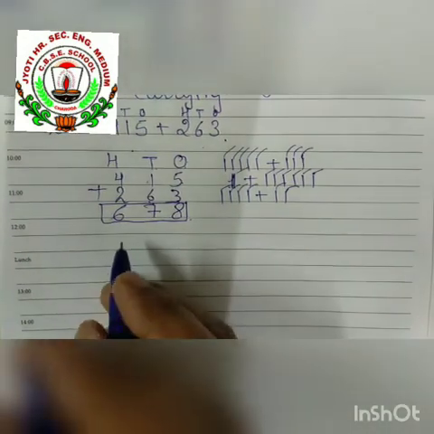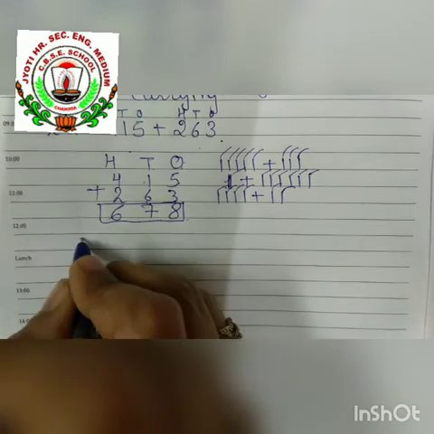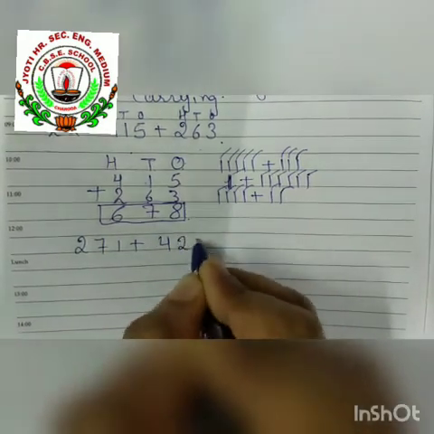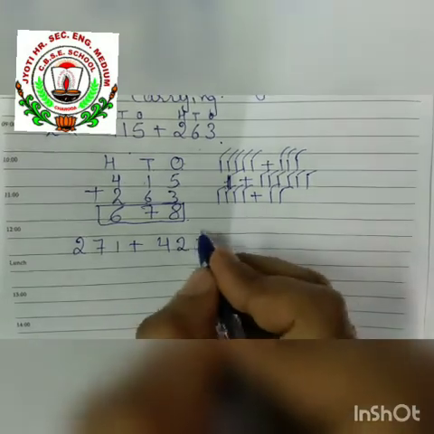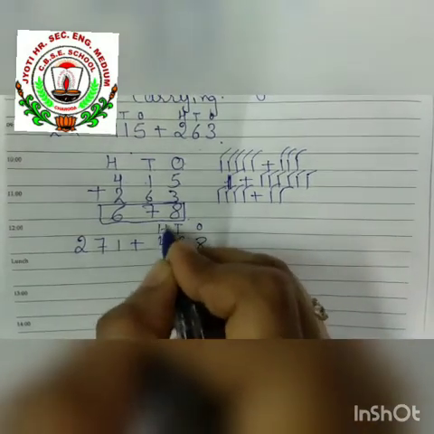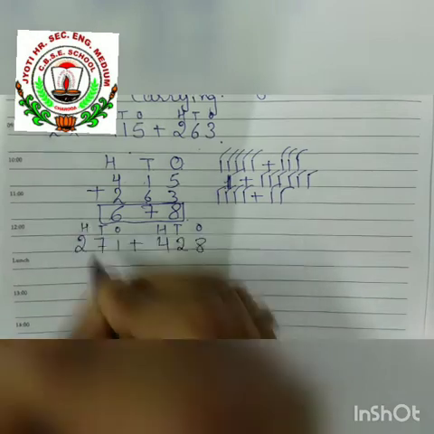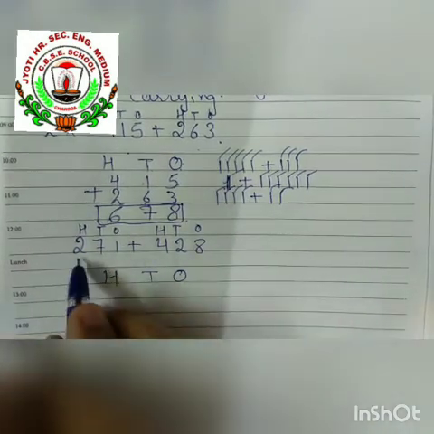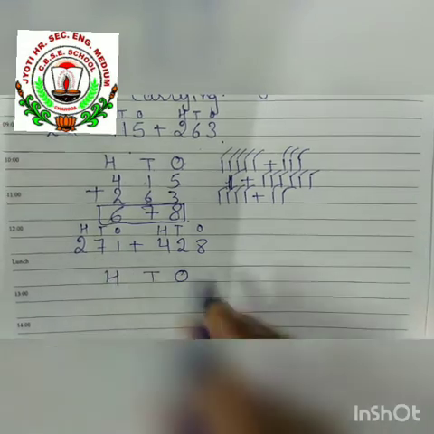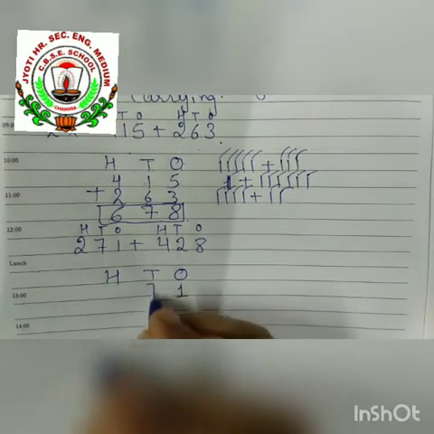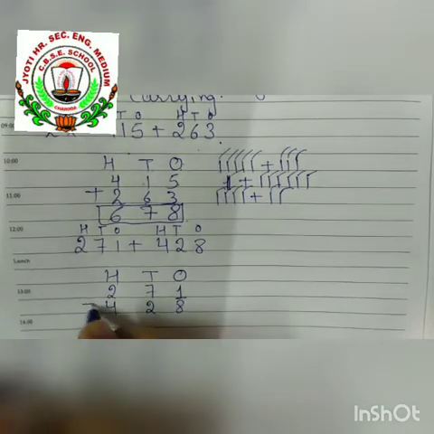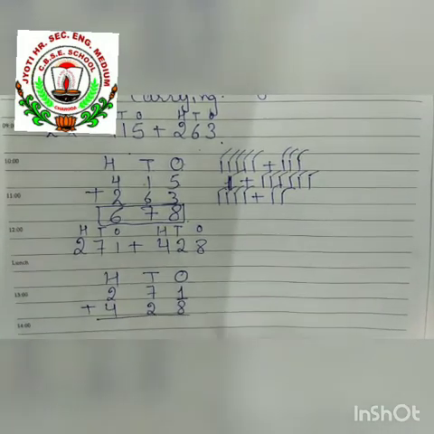Let us see one more example. If I have taken 271 added to 428. Again, we will see their positions. Ones, tens, hundreds. Ones, tens, hundreds. So, we will write ones, tens, hundreds. So, the first number is 271. Next is 428. We are doing addition, so we are putting the sign of plus.